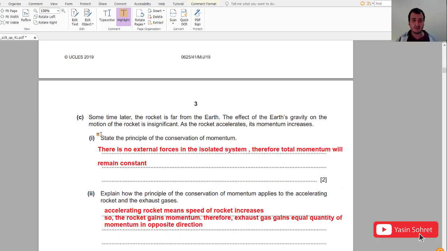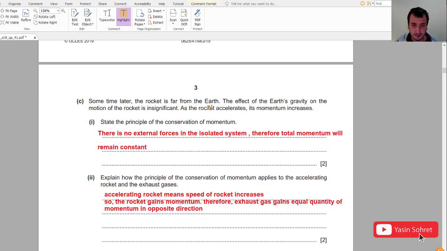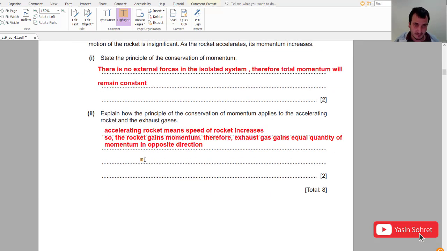For C, some time later, the rocket is far from the Earth. The effect of the Earth's gravity on the motion of the rocket is insignificant. As the rocket accelerates, its momentum increases. So what is the principle of conservation of momentum? If there is no external force affecting the system, the total momentum will remain constant.